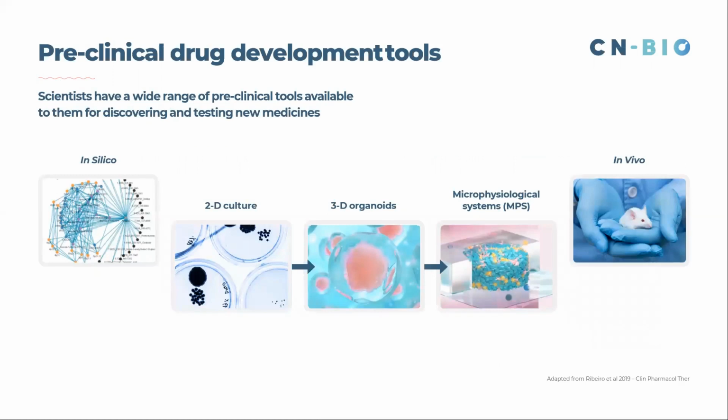Now, the modern scientific researcher, when they're doing preclinical drug development, has a really wide range of tools available to them. Traditionally, the tools that people would have used would have been traditional 2D cell culture, cells cultured in dishes, or in vivo animal models.